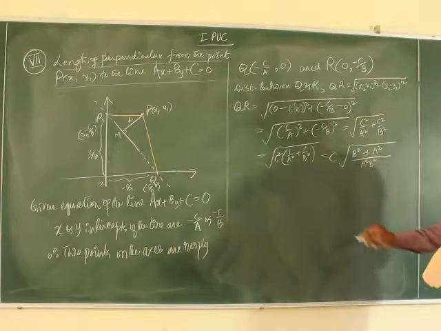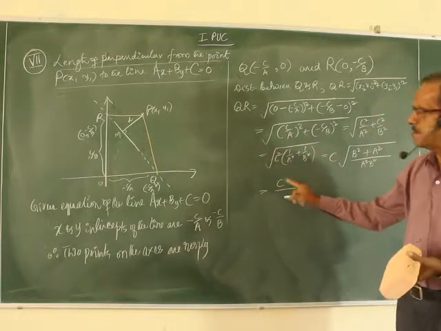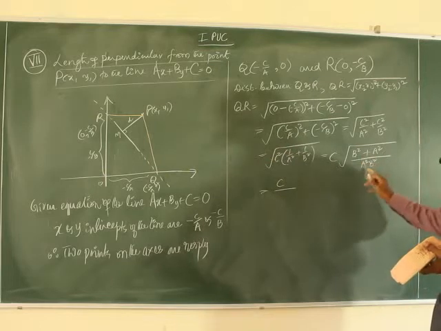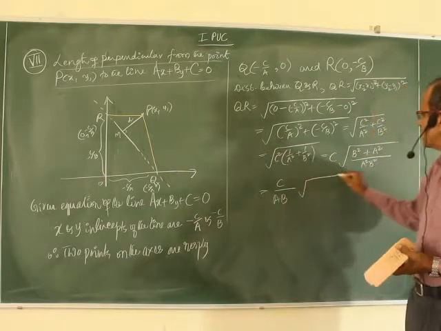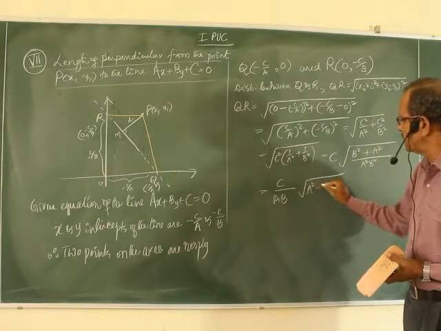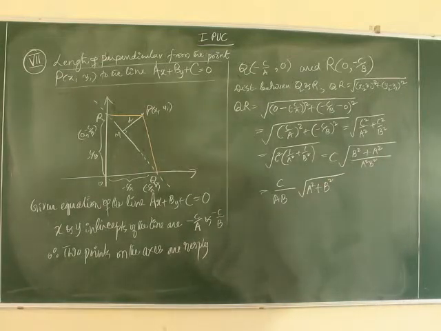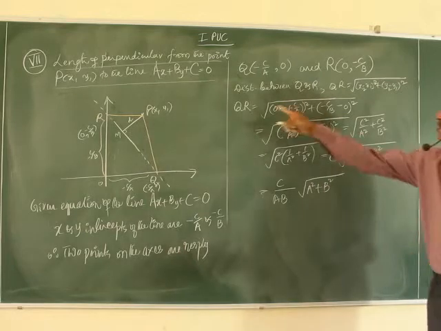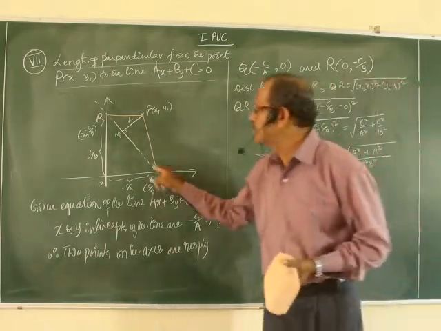See carefully, c, because c square when removed outside it becomes c, and a square b square when removed outside the square root becomes ab. Only inside the square root shall I interchange a square plus b square. b square plus a square or a square plus b square, one and the same. QR is over. Why are you calculating this QR, distance between Q and R?